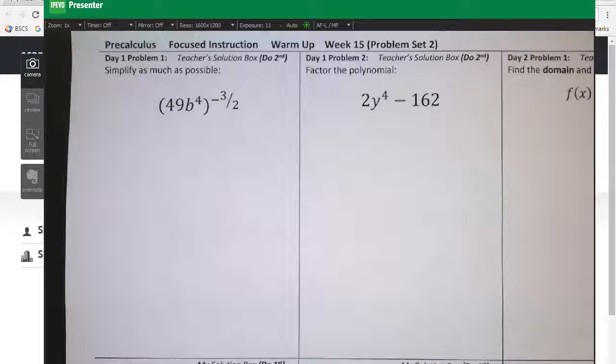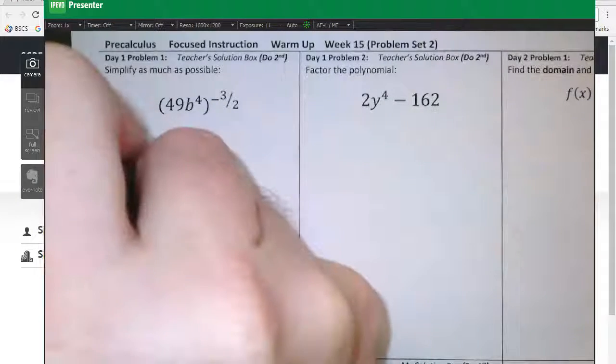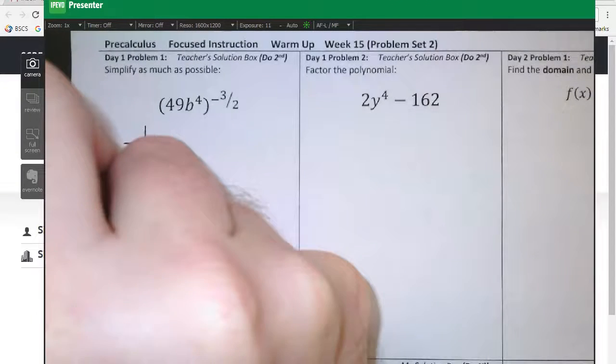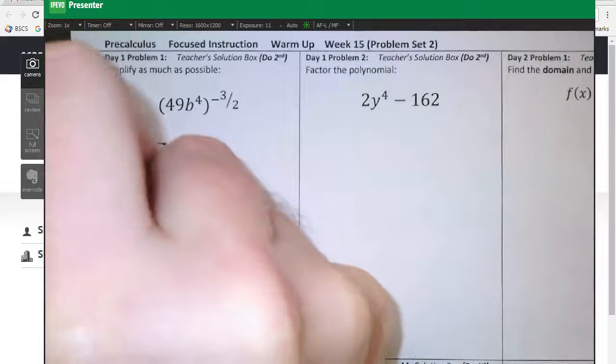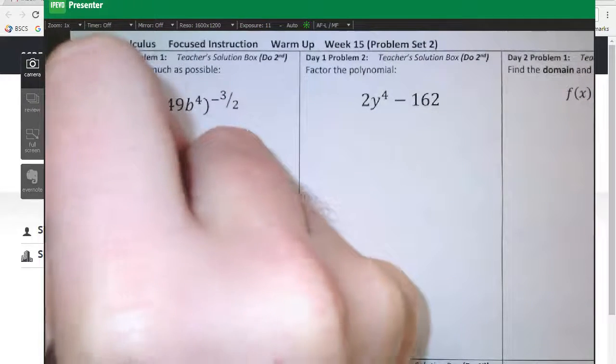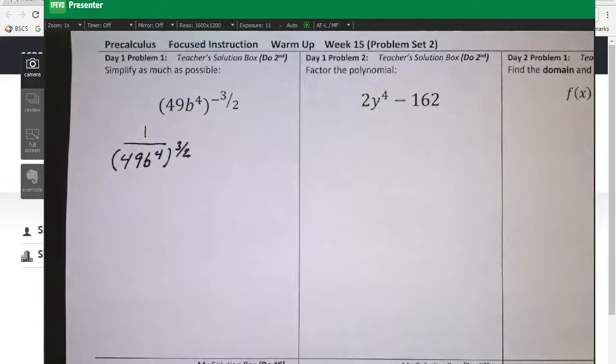Here's the answer for day 1, problem 1. Simplify as much as possible. This exponent has a negative sign, so in our first step we can take the reciprocal and write it as 1 over 49 b to the 4th power, and then that is raised to the 3/2 power. So that takes care of the negative sign in the exponent.